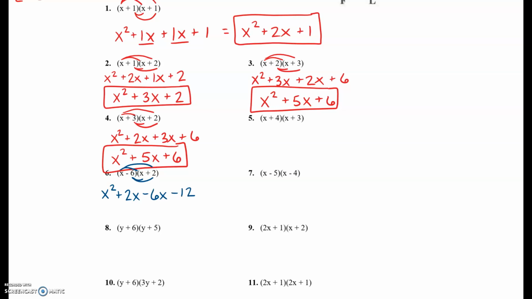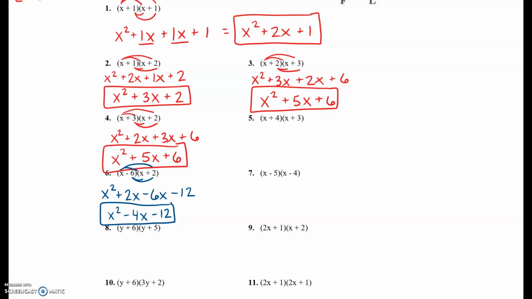As you're working through this, when you combine your like terms, you're still adding the middle, so you will have 2 minus 6, or 2 plus a negative 6. That would result in negative 4x, and keep your minus 12. So just be careful when the signs aren't all the same that you're using the proper signs as you add your like terms.